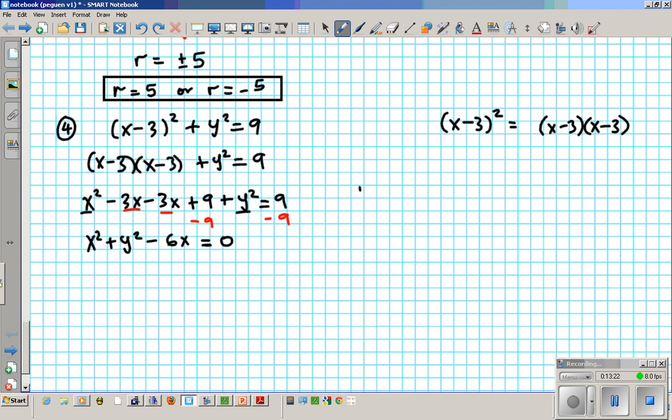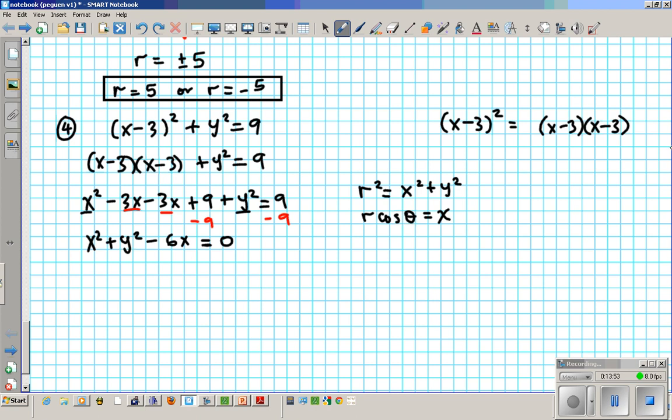I know that r squared is equal to what? x squared plus y squared. We just talked about this in the previous problem. And I also know that r cosine theta is equal to x. So these first two terms will be replaced with r squared, and this x will be replaced with r cosine theta. Because in polar form, you cannot have x and y.